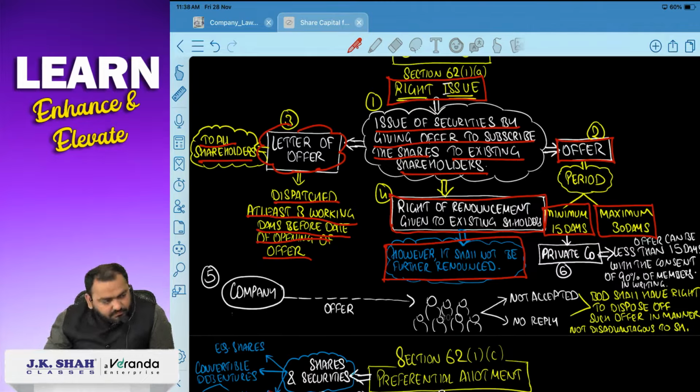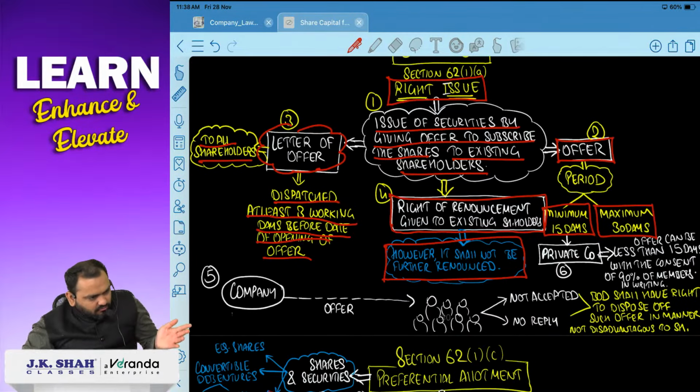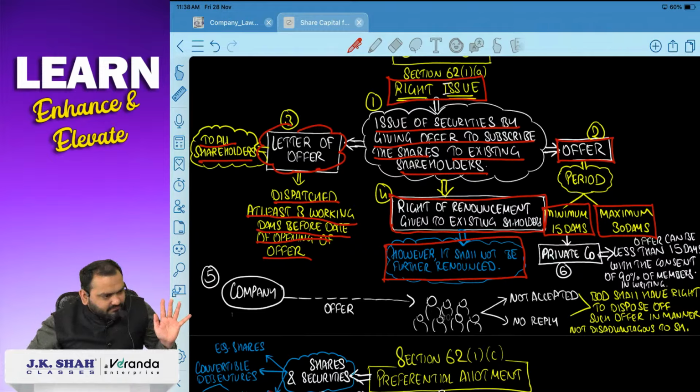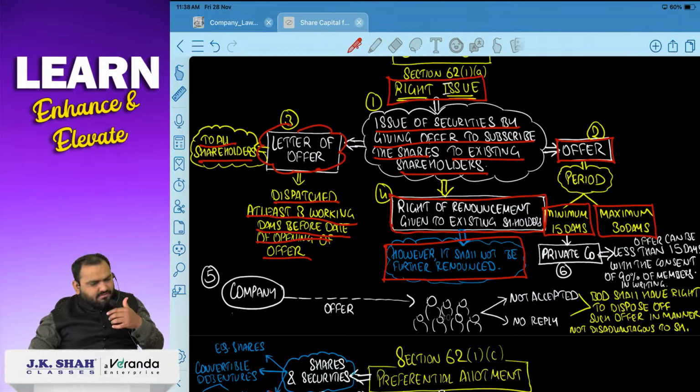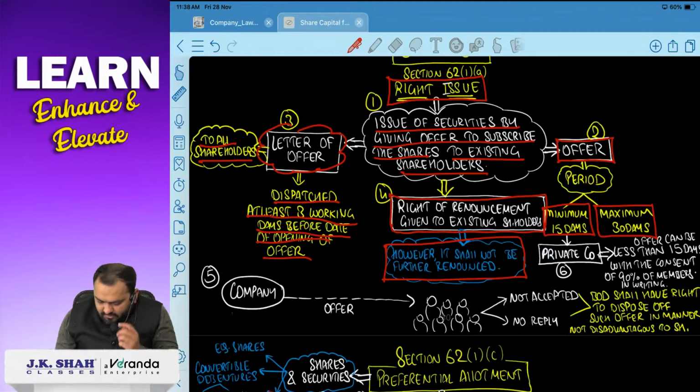Fourth point. This offer can be renounced to the members only. Clear? To the members of the company. Okay, now then it further cannot be renounced. He cannot further renounce it to anyone else.